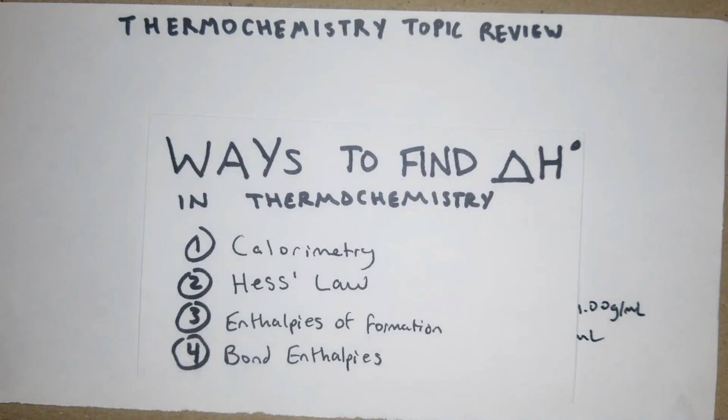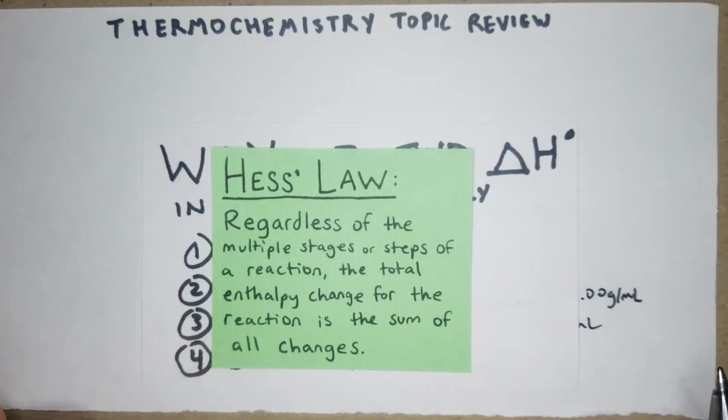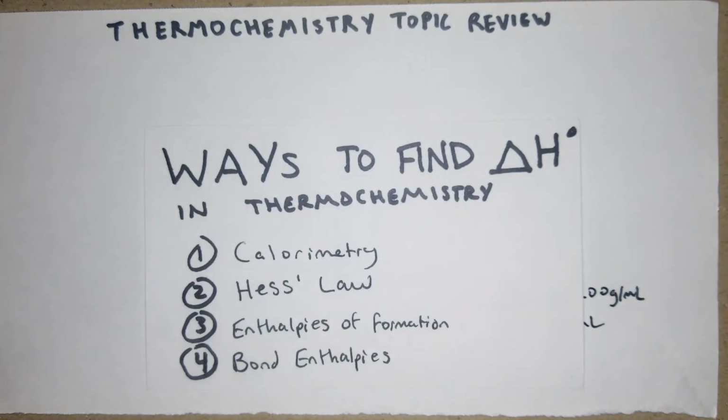Hess's law is the next one we have. Basically, for Hess's law, regardless of the multiple stages of steps of a reaction, the total enthalpy change for the reaction is the sum of all changes. So like I say in the video, that's pretty wordy, but it's actually pretty straightforward. Basically, you just add them up. You add the segments of different reactions that add to the reaction that you're trying to figure out the enthalpy for. And those are covered, like I said, in detail in another video.